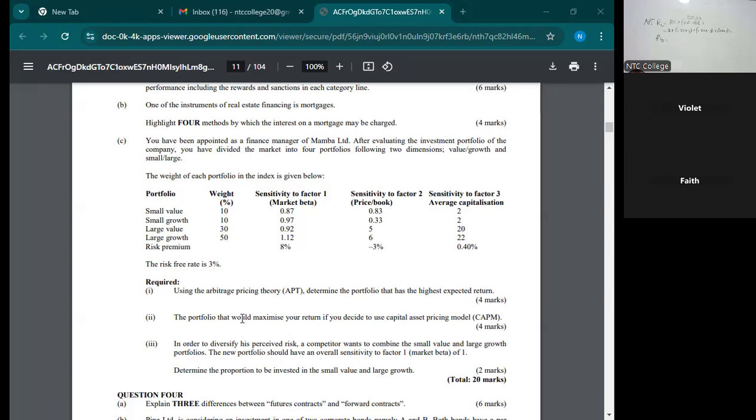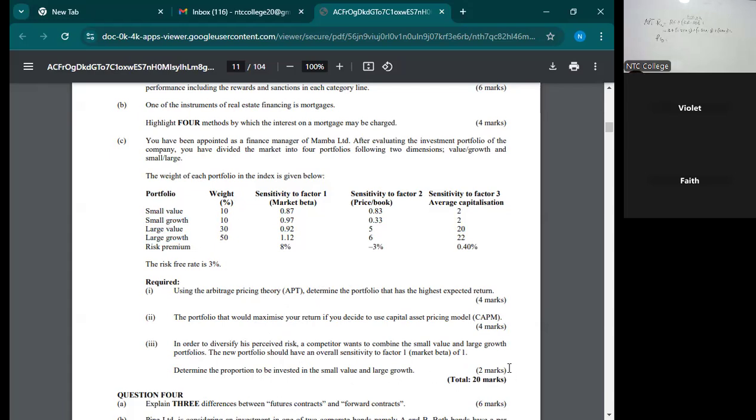So they are trying to get, when you're now using the weight, you involve the weight to get the risk of the portfolio, or rather the beta of the portfolio. You now use the weight to get the beta of the portfolio. Determine the portfolio to be invested in the small value and large values.